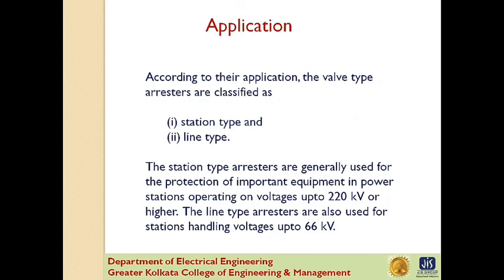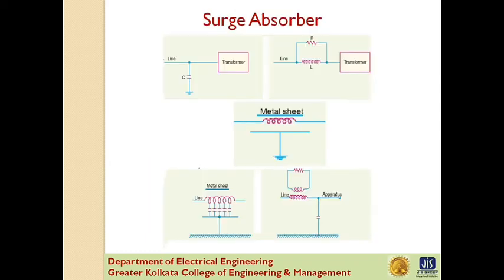Applications. Now, according to their application, the valve type arrestors are classified as station type and line type. The station type arrestors are generally used for protection of important equipment in power stations operating on voltage up to 220 kV or higher, and the line type arrestors are used for stations handling voltage up to 66 kV.